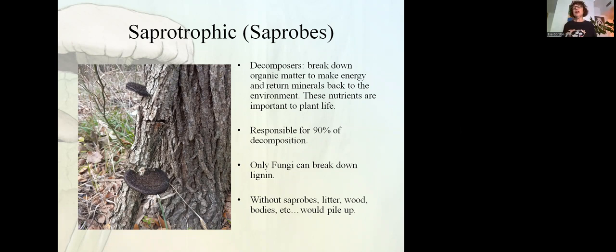So without fungi, you would not have room for people or anything else, because you'd be littered with litter, wood, et cetera, et cetera. So very important ecological role. They recycle all the nutrients back.